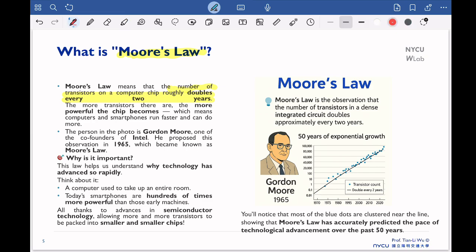That's what it means. So the key message here is that the number of transistors should double every 2 years. This means the chips inside one specific space become more powerful, which means that our computers and smartphones can run faster and can do more things. That's some of the implication coming from Moore's law.